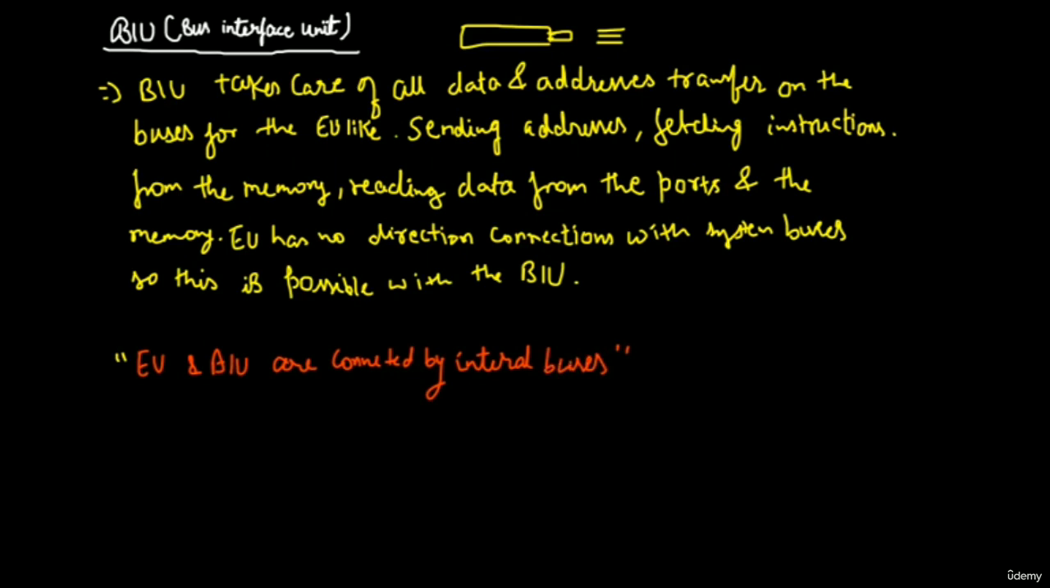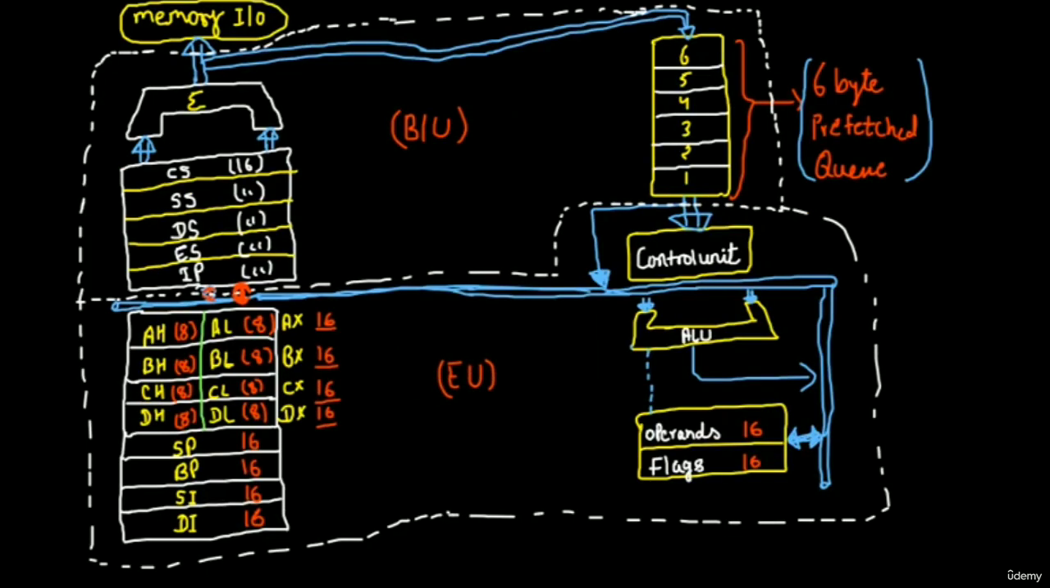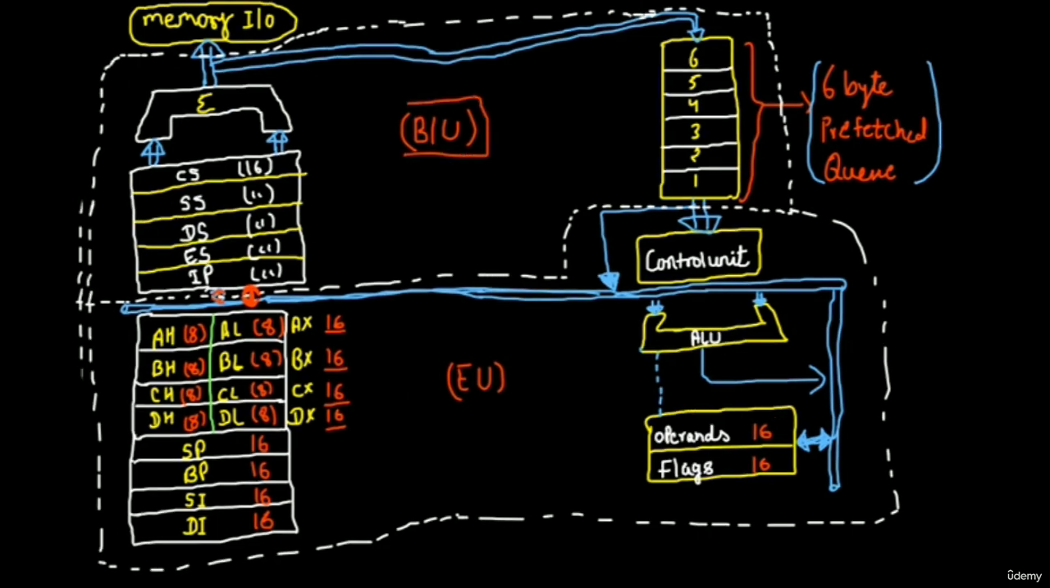Now let's get back to our diagram. And if you are writing, you can just pause the video here and write the thing. Okay. So here we have BIU. What do we mean by the BIU? BIU takes care of the data and the address transfer on the buses like EU. These are the buses, as you can see. These are not just a simple diagram or arrows. These are the buses, the route where the data can travel.